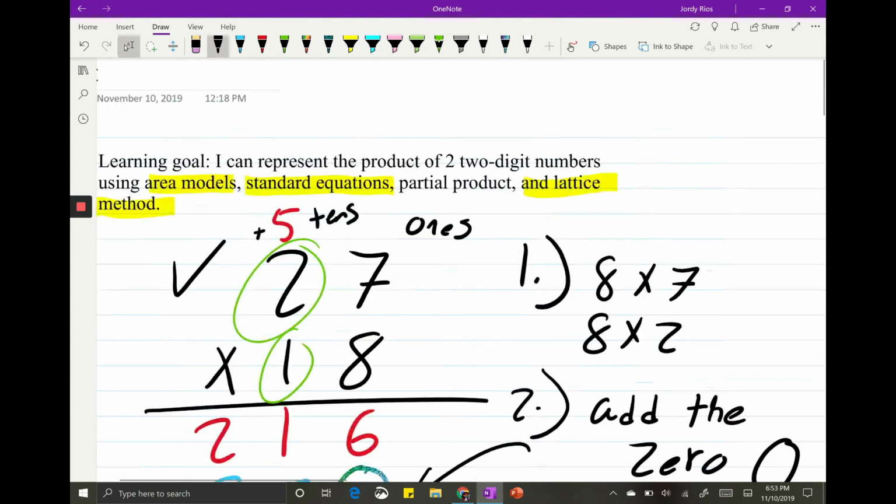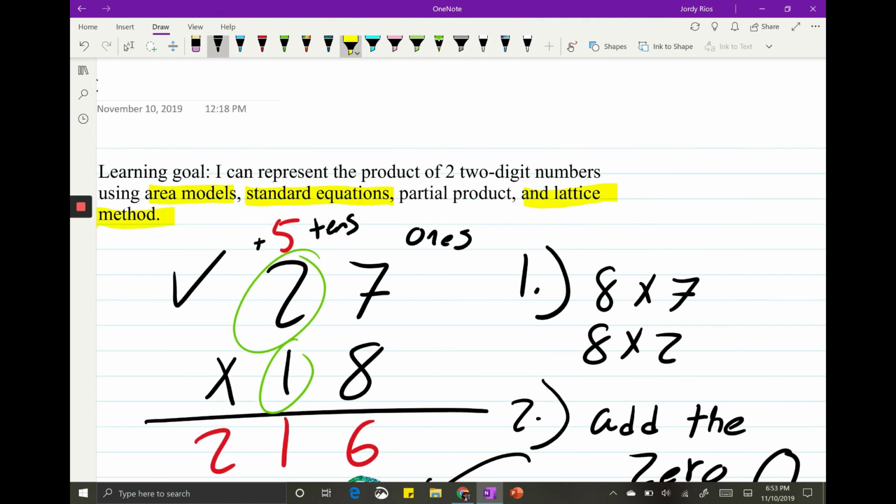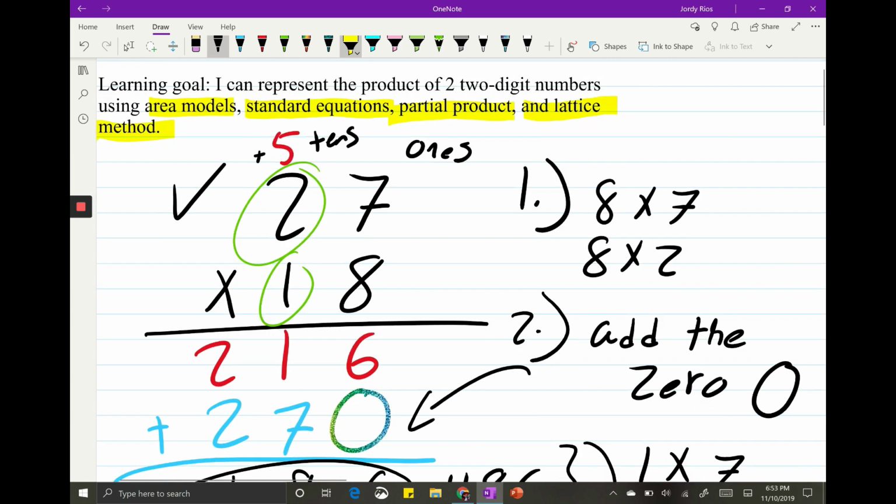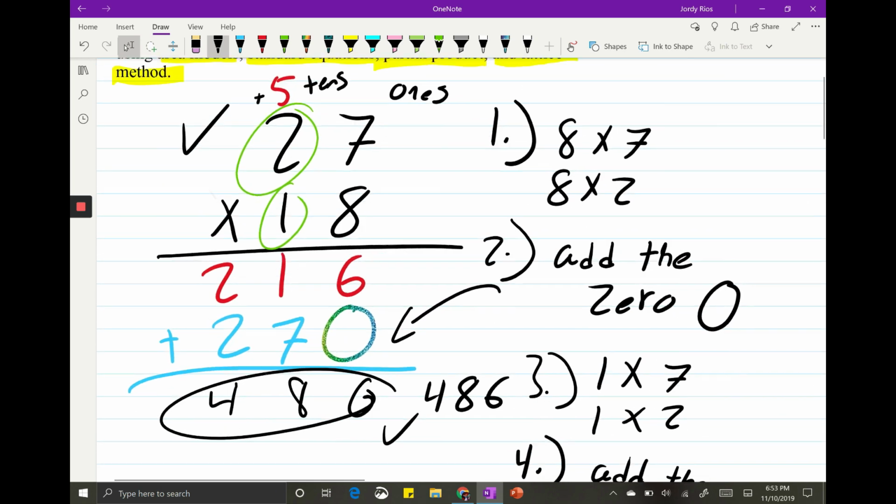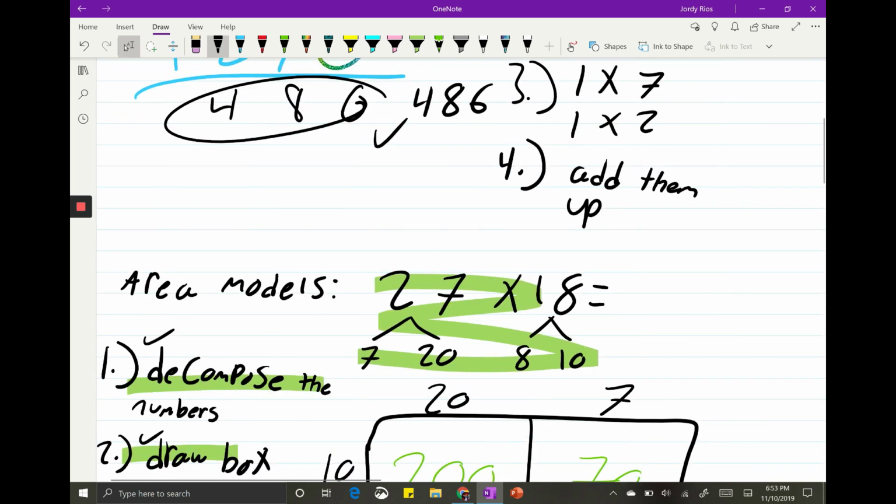So let's look at what we got. We did partial product. We did lattice method, we did area model, and we did standard equation. So again, if you have any questions, please come and talk to me, and I hope this helps.